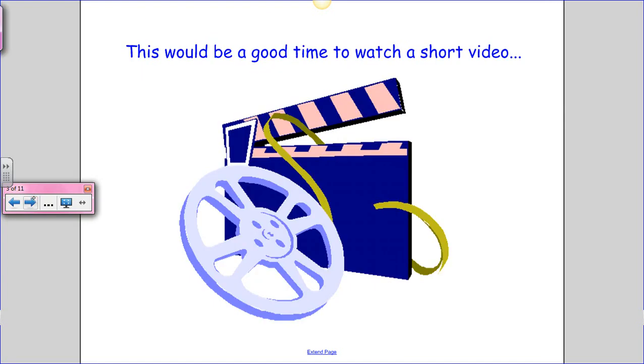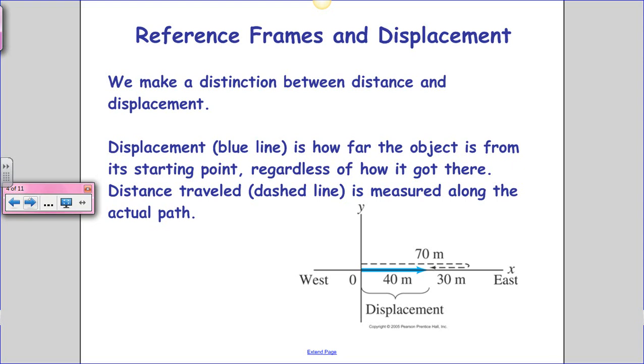We have a really cool video to show in class, and that will happen tomorrow. So we know what a reference frame is. It's your point of view. It's how you're observing the situation.